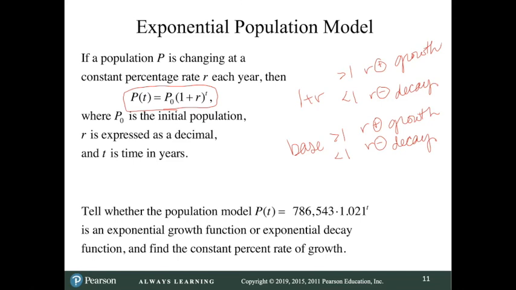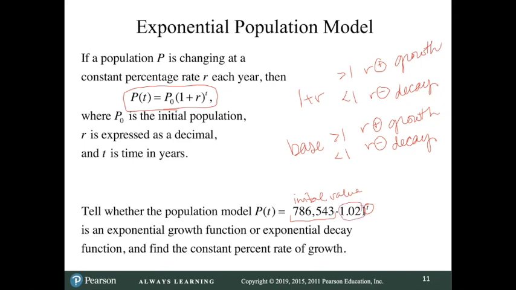So let's look at this population model. We have a population. It starts out as 786,543. It has a base of 1.021 raised to the t. Now, it doesn't matter if we use t or x, it's raised to a variable. So we know it's exponential because it has a variable in the exponent. This first number, the coefficient, is our initial value or our initial population. And this base right here, that's what I want to look closer at.